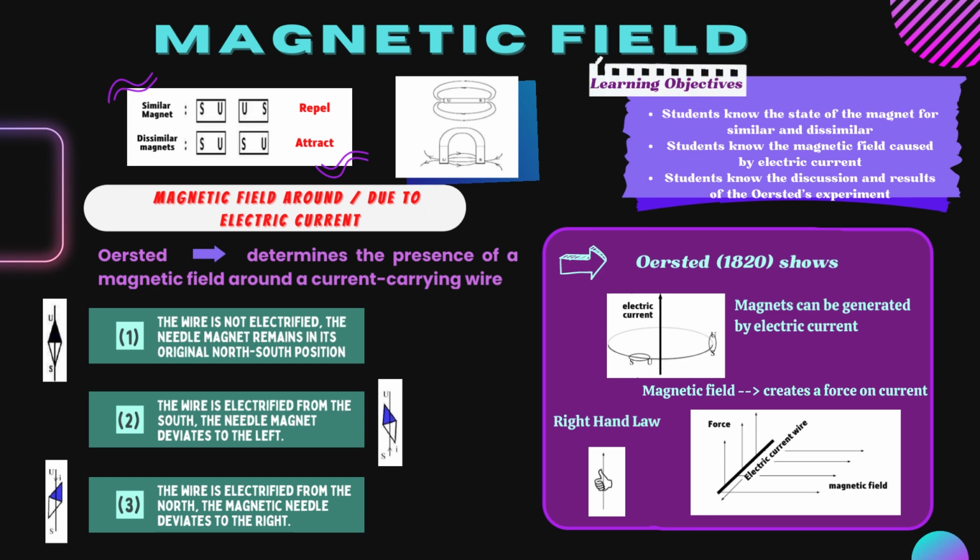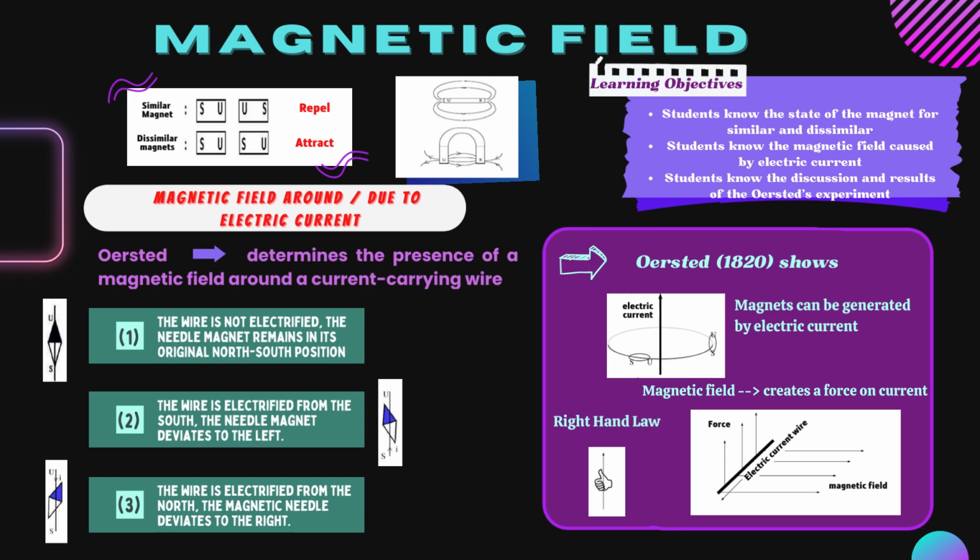And then there is a picture or figure that shows magnetic lines. Magnetic lines of force are the direction of the magnetic field in the form of lines connecting the magnetic poles. Magnetic lines of force always start from the north pole of the magnet and enter the south pole of the magnet. And next, the magnetic field around or due to electric current.